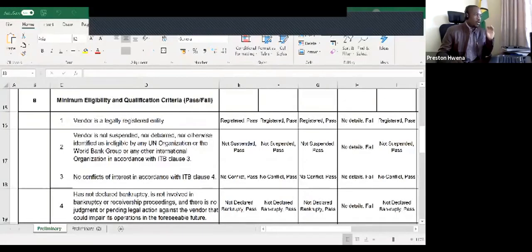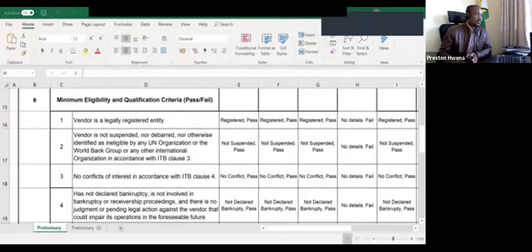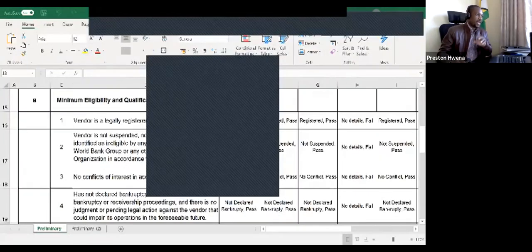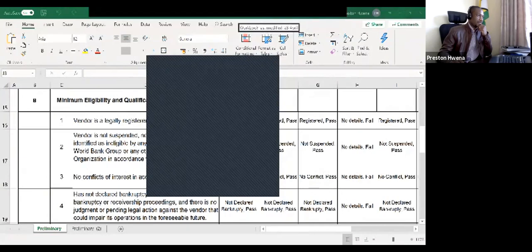Okay, when we talk of preliminary evaluation, this is what we look at. Are you all able to see my spreadsheet? Maybe you can just show by raising your hands if you are seeing my spreadsheet. Okay, that's fine. Thanks.